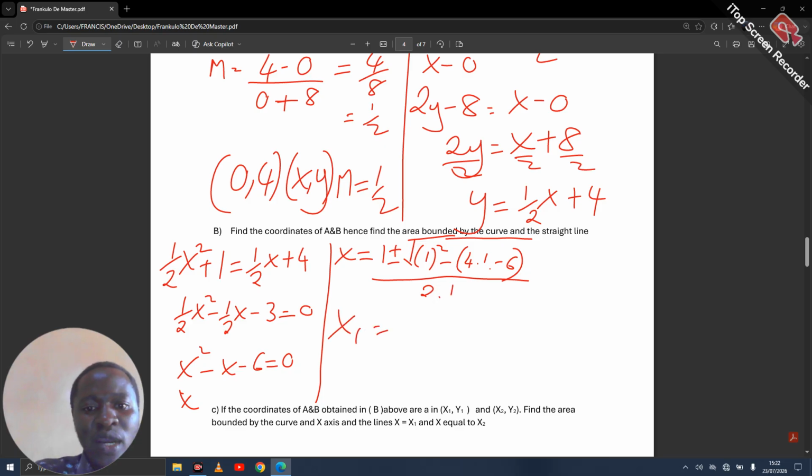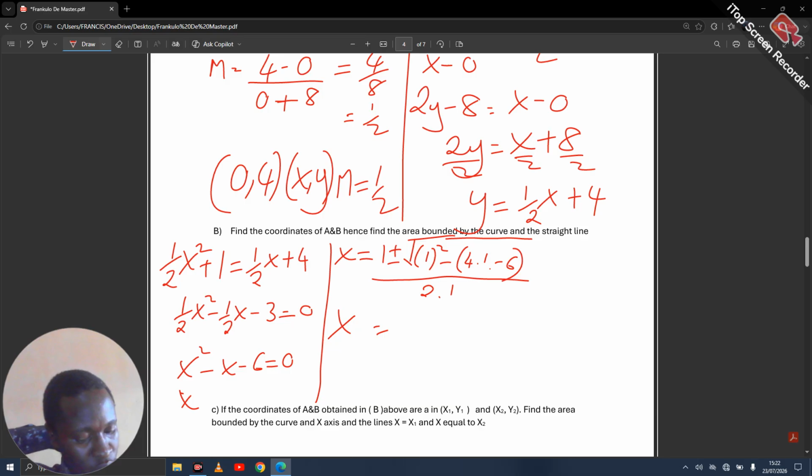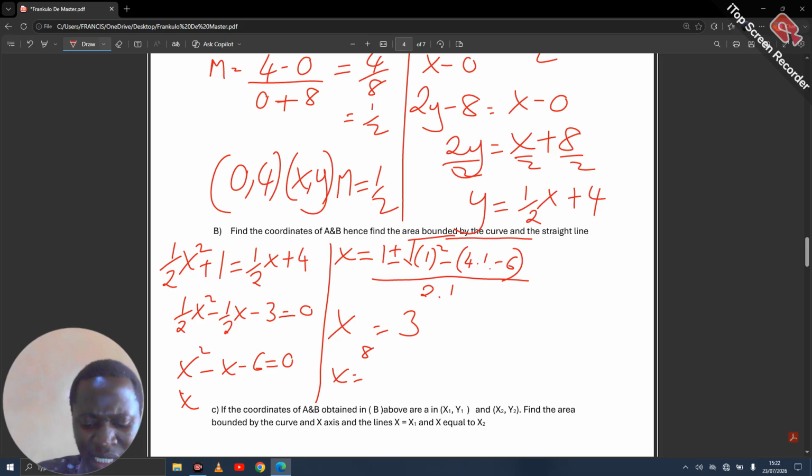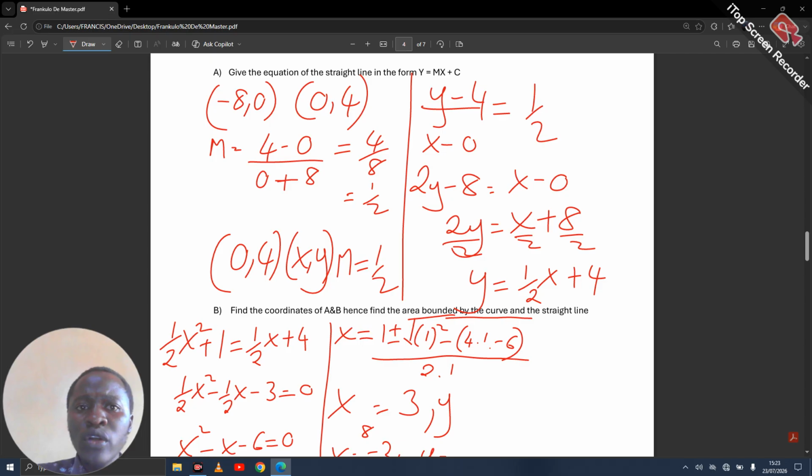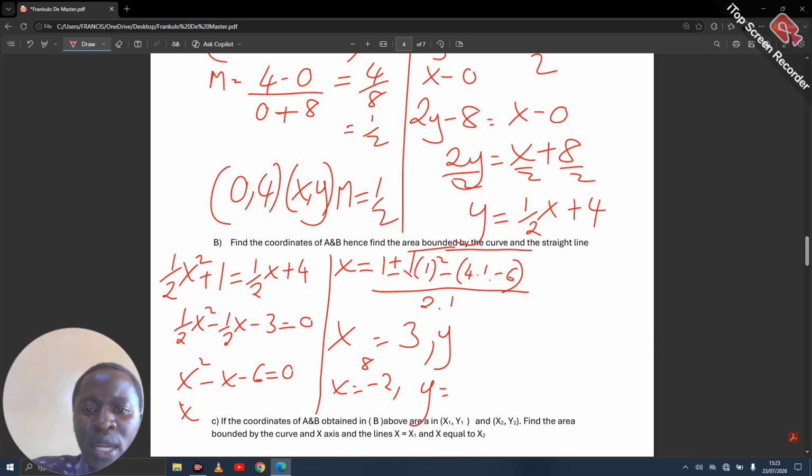So have that in your calculator. Obviously, we will have the answer. So the first x is 3, and the second x is negative 2. Then ask yourself, if x is 3, what is y? And if x is negative 2, what is y? Remember, you can use the equation of the straight line or the equation of the function to get y. Either will work, and will still get us the same answer.